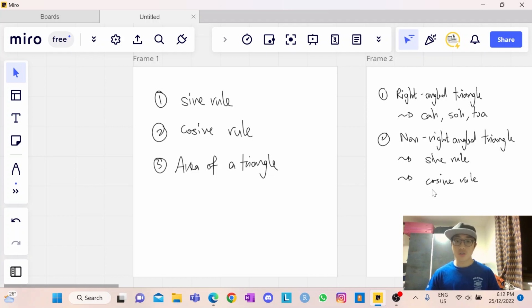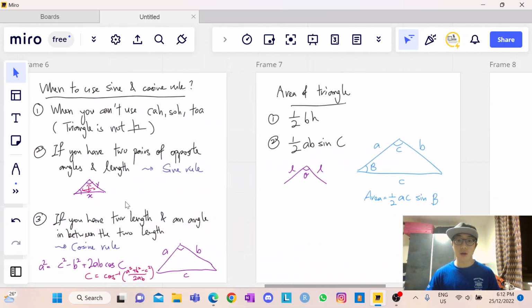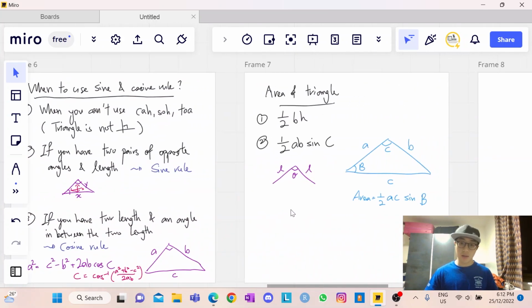And third, I have introduced another formula for the area of a triangle rather than half base times height. Hope you guys understand this video, and I'll see you guys next time in chapter 7, where we're going to learn about vectors. See you!